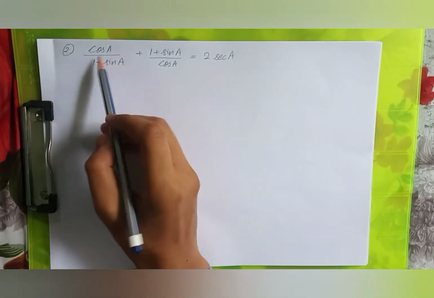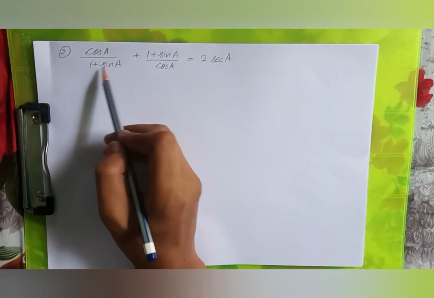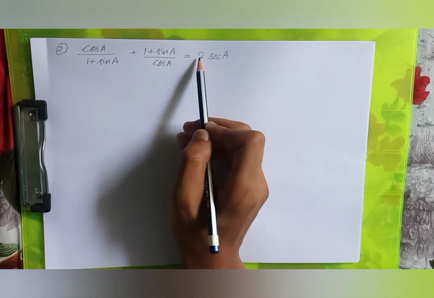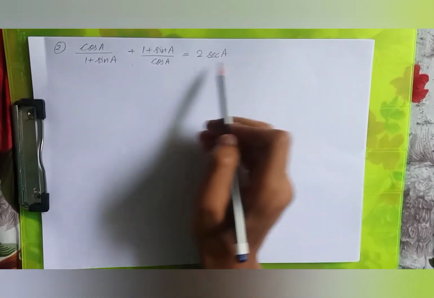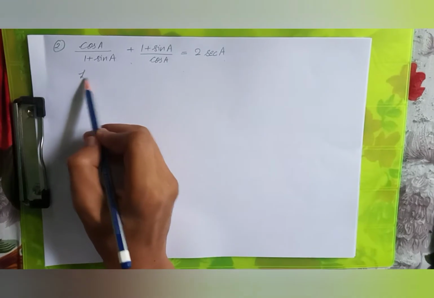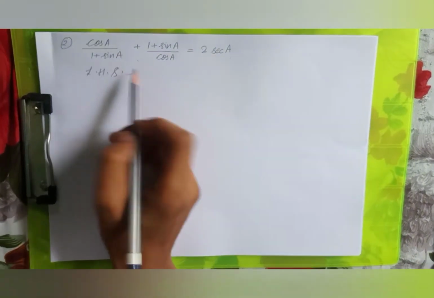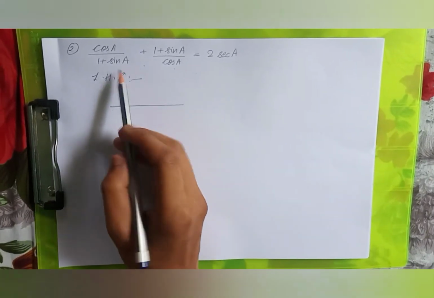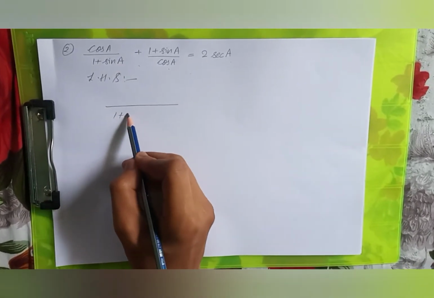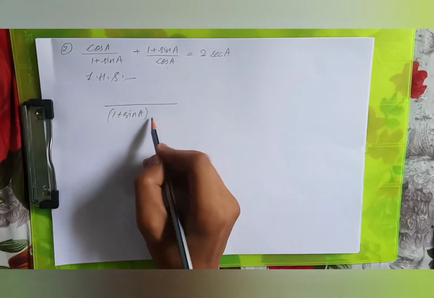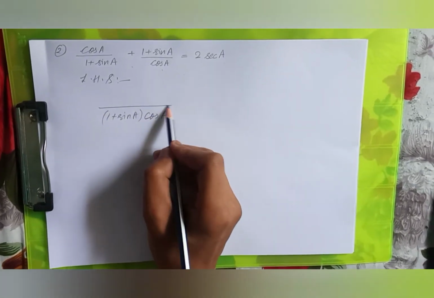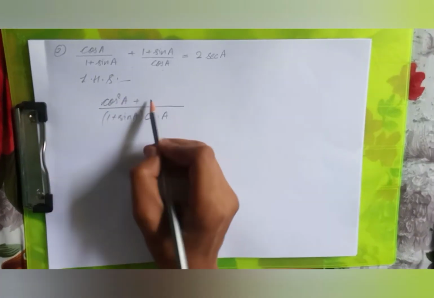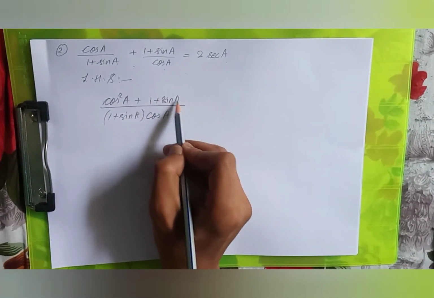Okay, in this question we have given cos A by (1 plus sin A) plus (1 plus sin A) by cos A. We have to prove this equals 2 sec A. This is left hand side, this is right hand side. So firstly we will use left hand side. By solving this we get LCM of these two as (1 plus sin A) cos A. This will become cos square A and this will become (1 plus sin A) whole square.